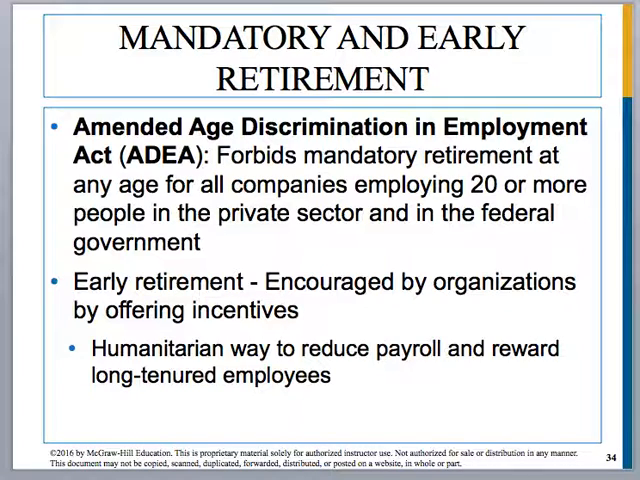Now we have our mandatory and our early retirement. The amended Age Discrimination in Employment Act forbids mandatory retirement at any age for all companies employing 20 or more people in the private sector, or 20 or more in the federal government. And early retirement is encouraged by organizations by offering incentives. So it's their humanitarian way to reduce payroll and reward long-tenured employees.